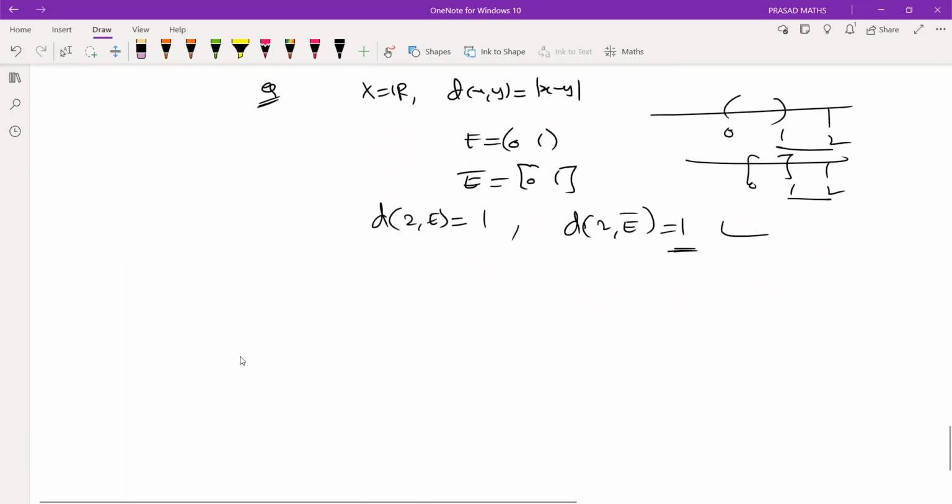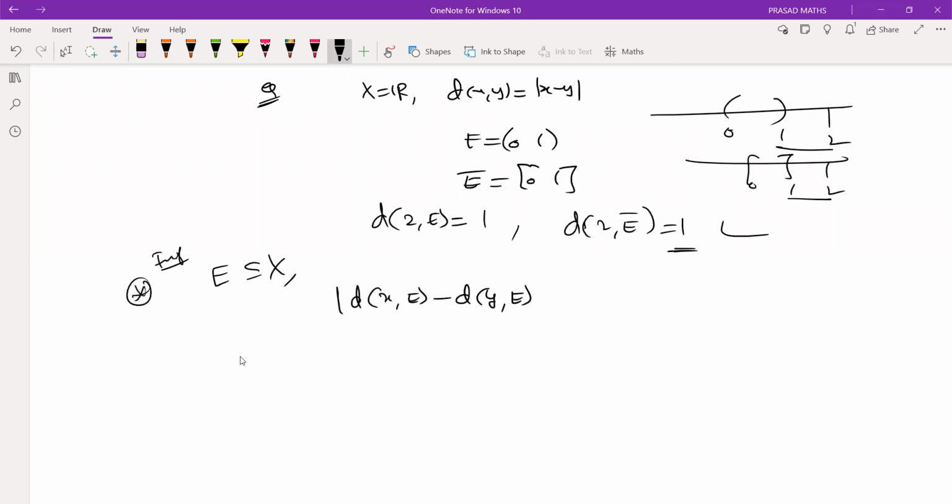Right? The next very important property is: whenever E is a subset of a metric space, the modulus of distance between x and E minus distance between y and E is always less than or equal to distance between x and y, for every x, y belongs to X. So using this, you can easily conclude that it is a uniformly continuous function. This function from any metric space to real numbers is uniformly continuous.